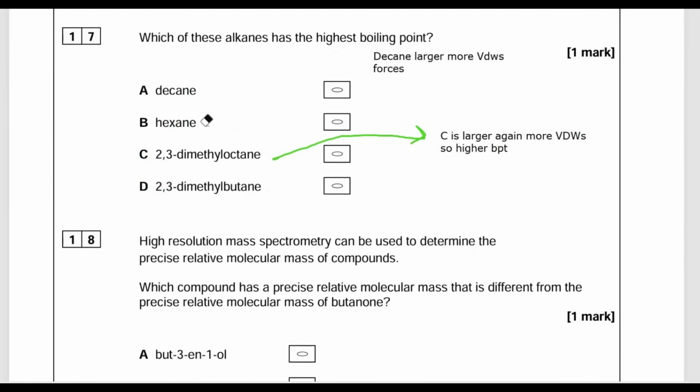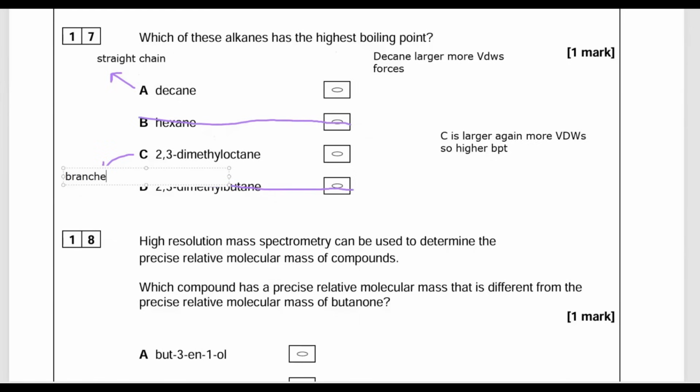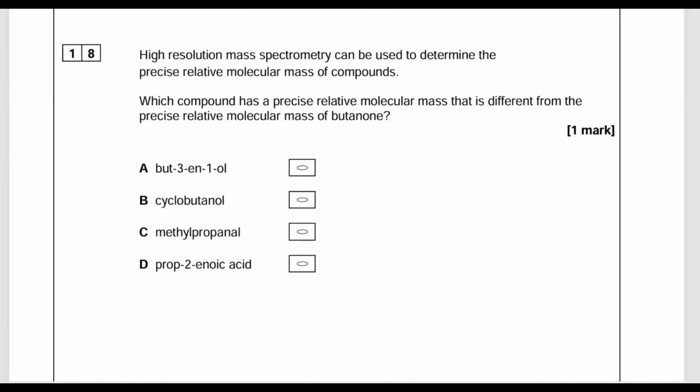So now we're just comparing A and C. We want to know which one has the higher boiling point. Well, decane is a straight chain, and 2,3-dimethyl octane is a branched chain. Now, straight chains always have a higher boiling point if they have a similar MR to a branch chain one. The reason is they can approach each other closely. They don't have branches to get in the way, and so there is stronger intermolecular forces.